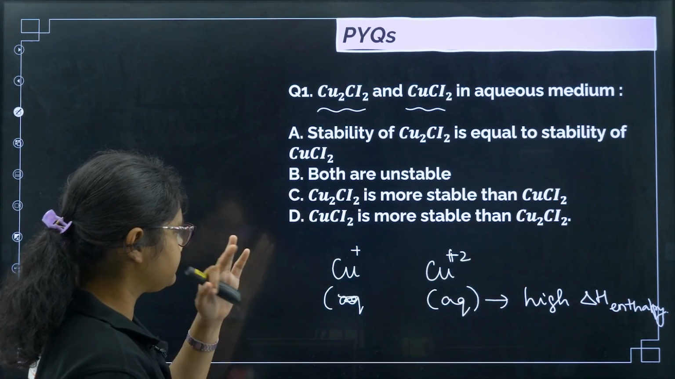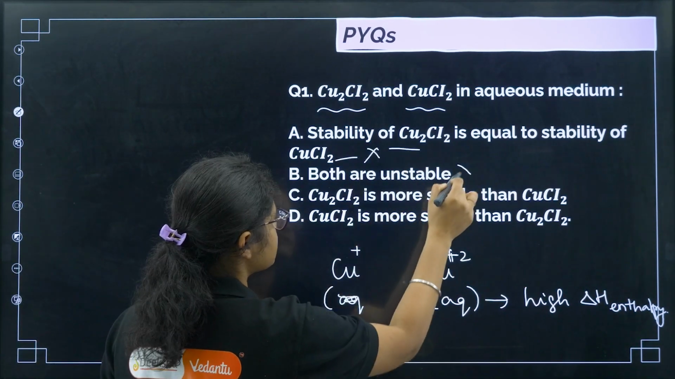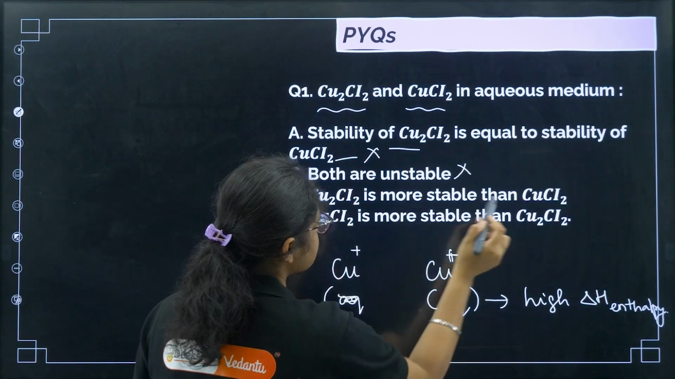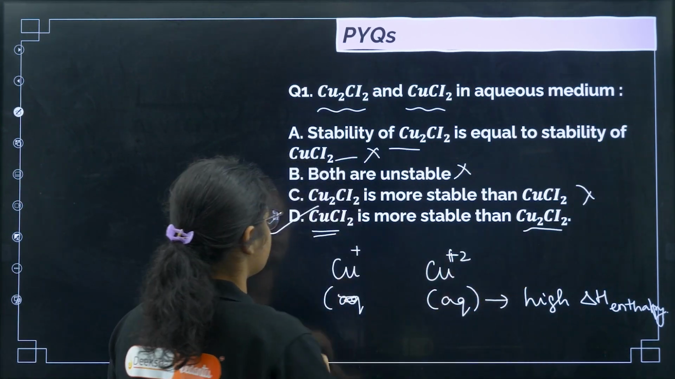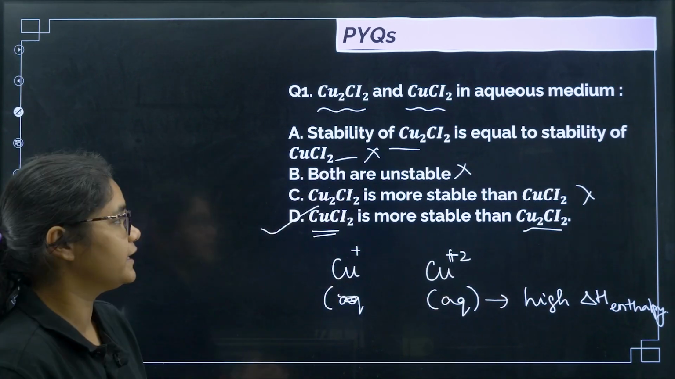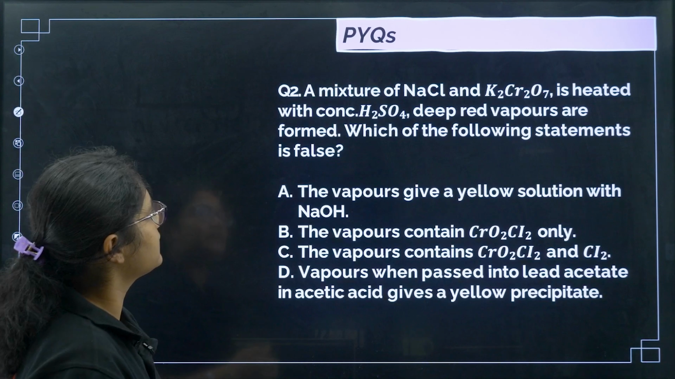Now if you see here, the stability of these two being equal, that is wrong. Both being unstable, that is wrong. Cu2Cl2 is more stable, that is wrong. CuCl2 is more stable than Cu2Cl2, this is correct, because of more negative hydration enthalpy, and especially it is given in aqueous medium, right? Okay. Now let us see the next question.